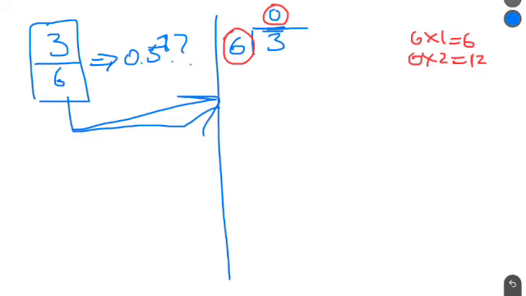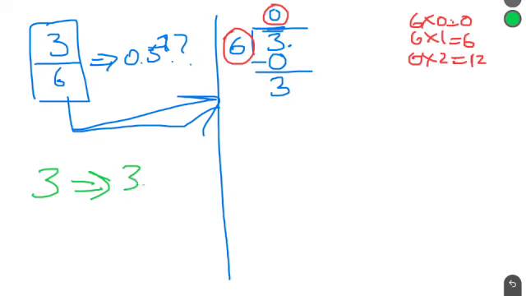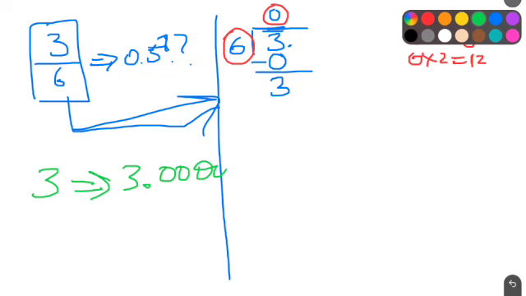So we say 6 times 0 is equal to 0, okay? Put a negative sign, and then we subtract. 3 minus 0 equals 3. So there is a decimal point here. Okay, so just a news flash. Anytime you see a number 3, that's equal to 3.0000. Okay, so we're going to add another 0 there.